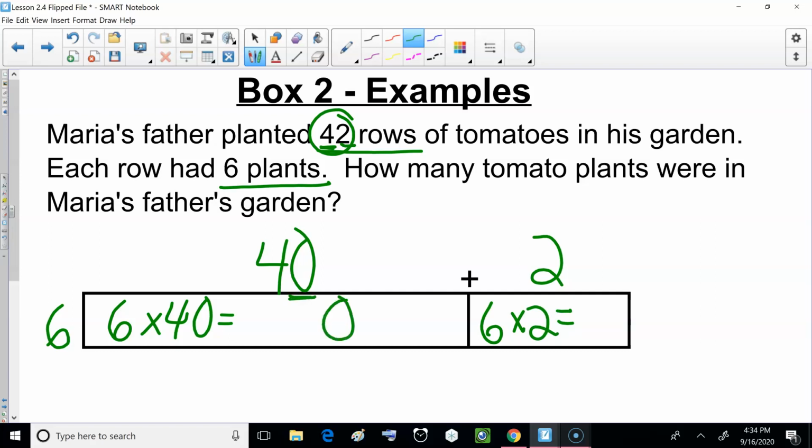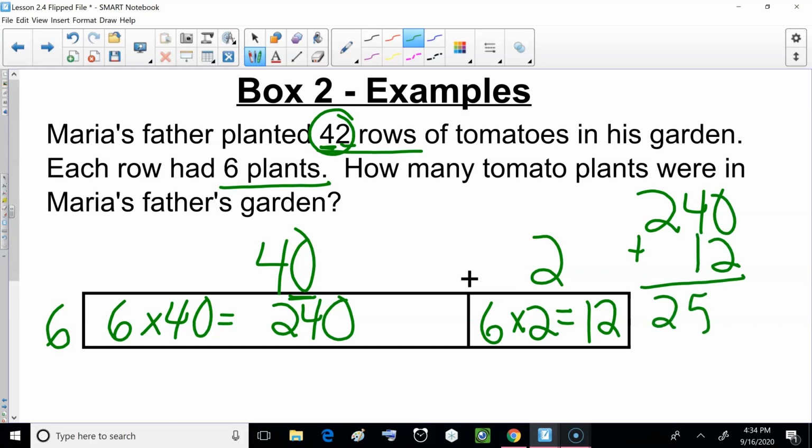Now 6 times 4 is 24. So that means 6 times 40 is 240. 6 times 2 is 12. I'm going to take 240 and 12, add them together, and I'm going to get 252.